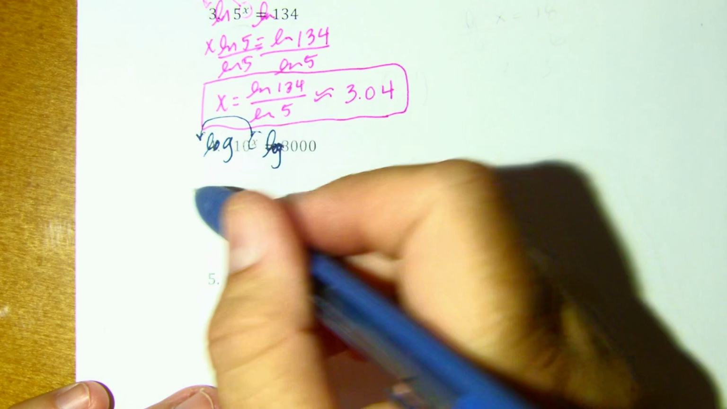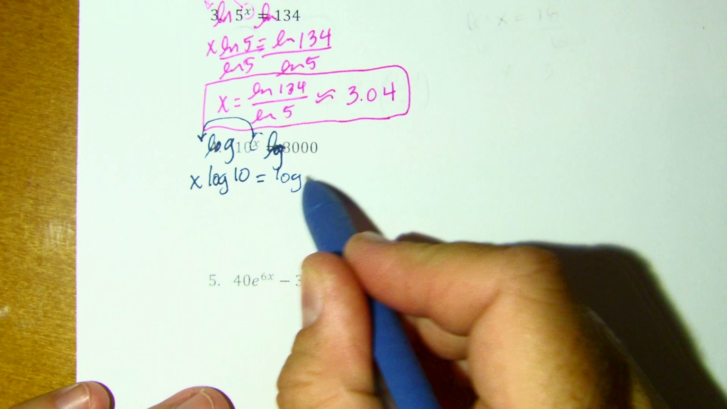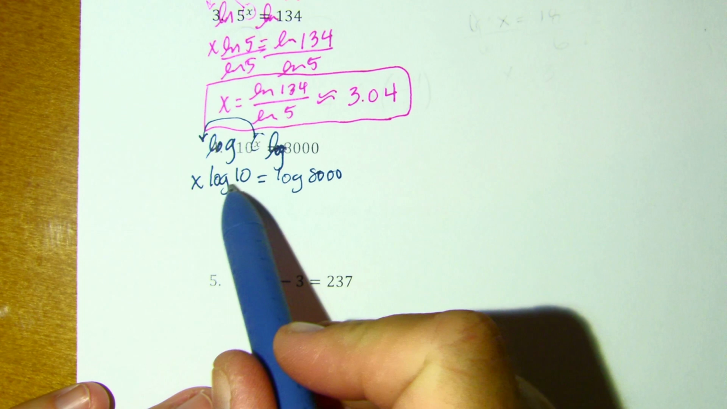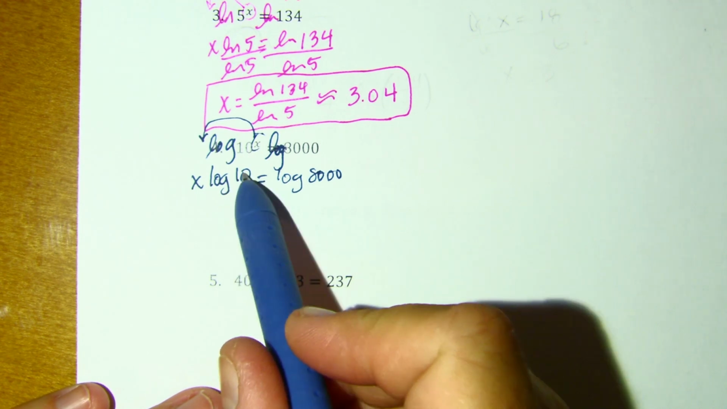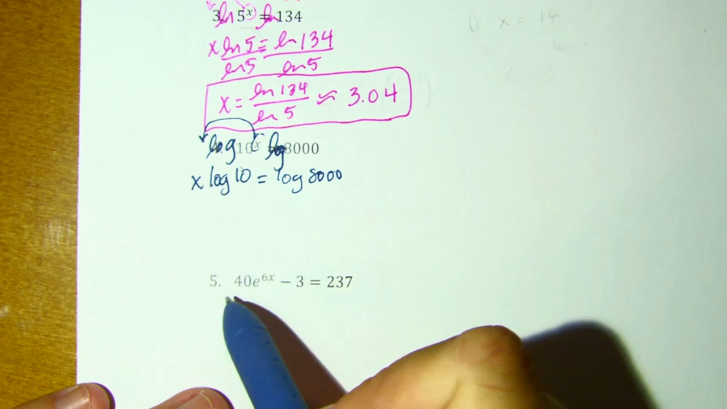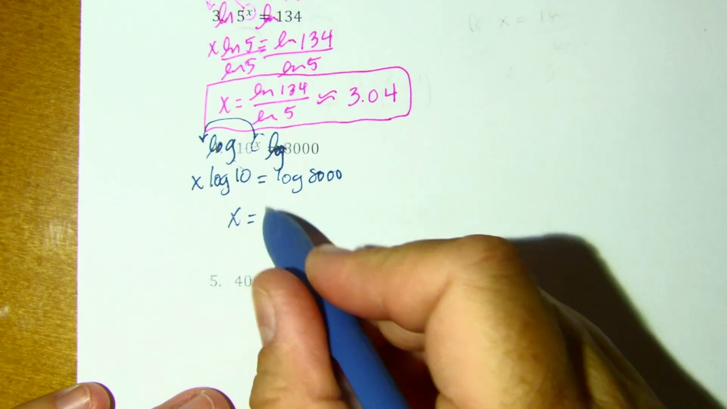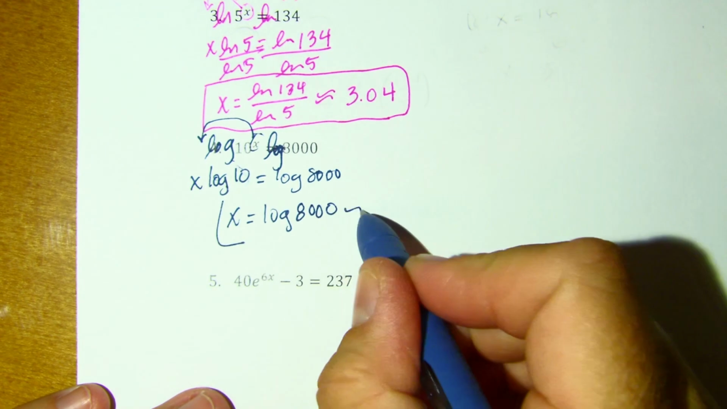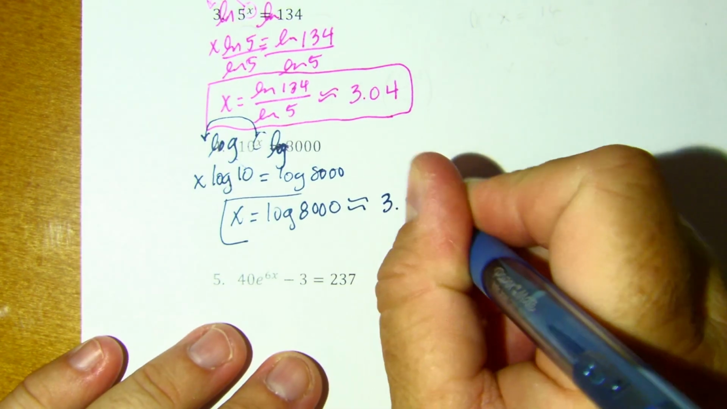That x can come out front, equals log of 8,000. Now remember, if we have a logarithm where we're not writing the base, we're assuming it's base 10. And if those two numbers are the same, base 10 of 10, then that's equal to 1. Well, 1 times x is just x, and that's equal to log of 8,000. So that's my exact answer. Let me go ahead and type that in my calculator to get my approximate answer. And that should be 3.903.